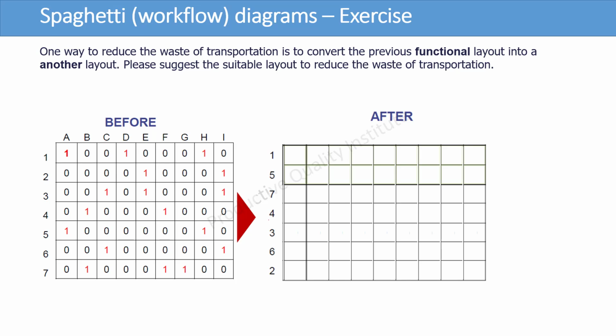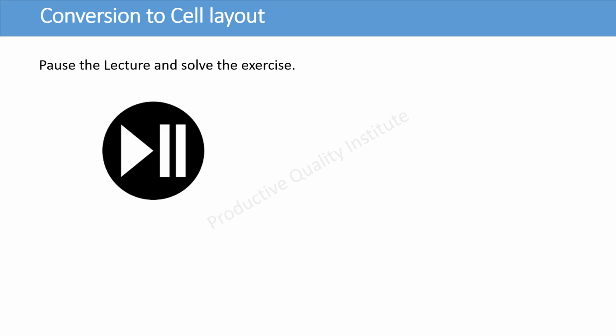One way to reduce the waste of transportation is to convert the previous functional layout into another layout. Please suggest the suitable layout to reduce the waste of the transportation. Please pause the lecture and solve the exercise.